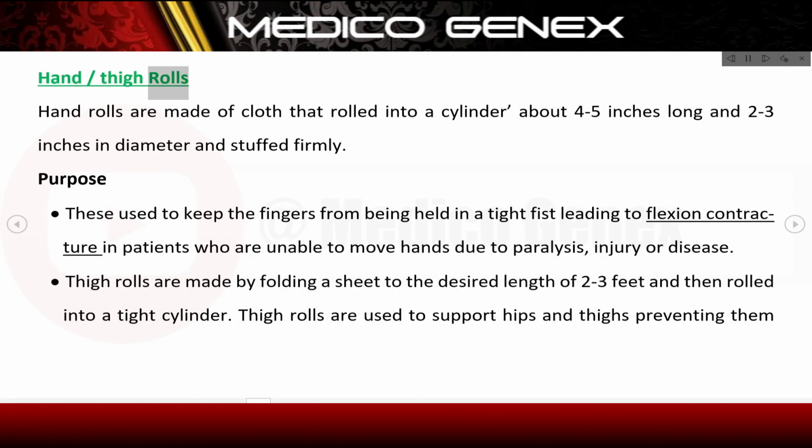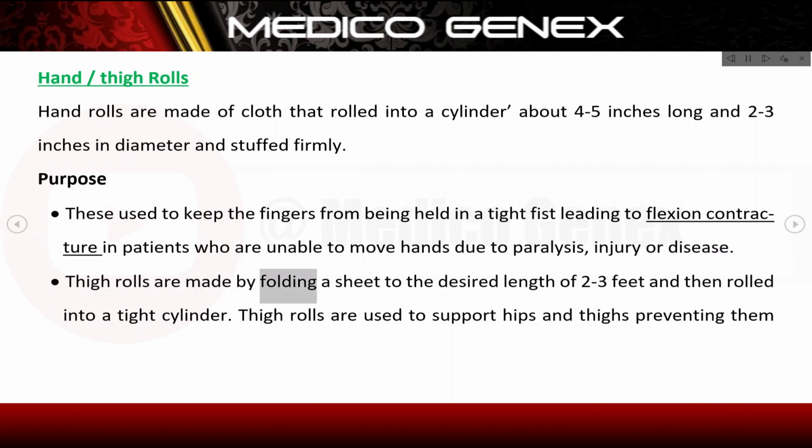Hand and thigh rolls. Hand rolls are made of cloth that is rolled into a cylinder, about 4 to 5 inches long and 2 to 3 inches in diameter and stuffed firmly. Purpose. These are used to keep the fingers from being held in a tight fist, leading to flexion contracture, in patients who are unable to move hands due to paralysis, injury or disease.